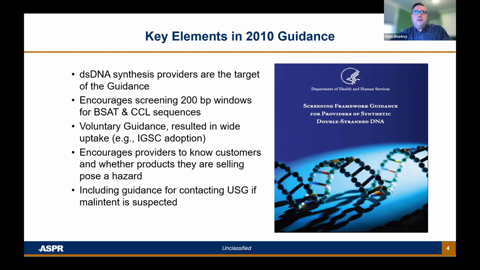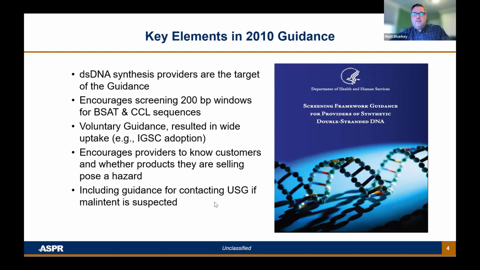So the 2010 guidance encourages providers to screen 200 base pair windows for regulated sequences. As I said, it's voluntary, and it throughout encourages providers to know who their customers are, and if they're providing their customers with a sequence that contains a 200 base pair window that is unique to a select agent or toxin or Commerce Control List agent, then to do some follow-up and make sure that the customer is legitimate, has a legitimate use.